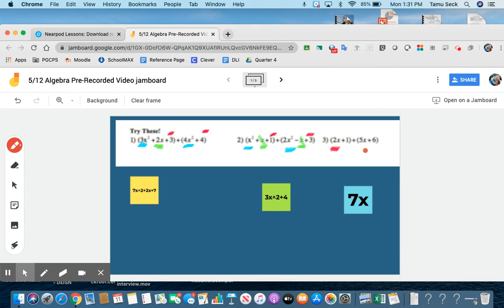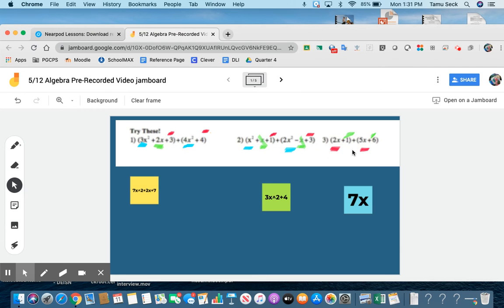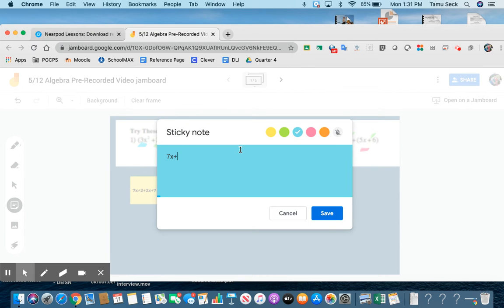2x plus 5x is 7x. 1 plus 6 is 7. So this is 7x plus 7.